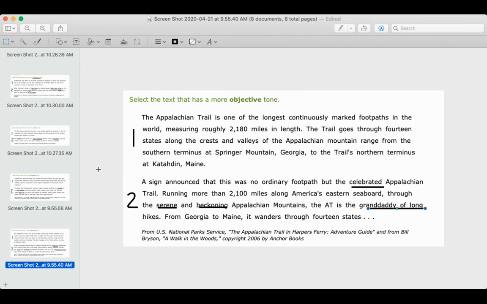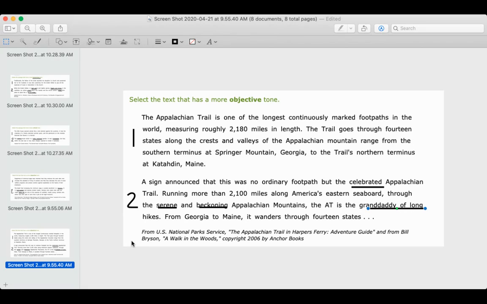Another example with objective tone. Again, if you look at number 1 and 2, number 1 is giving the facts and it's staying quite neutral, whereas number 2, I've underlined some words to show that it's a positive outlook on the Appalachian Trail. It's using words like celebrated and serene and beckoning, and it's the granddaddy, like an idea of sentimentality that goes along with it. But that is subjective from the writer rather than just being factual.